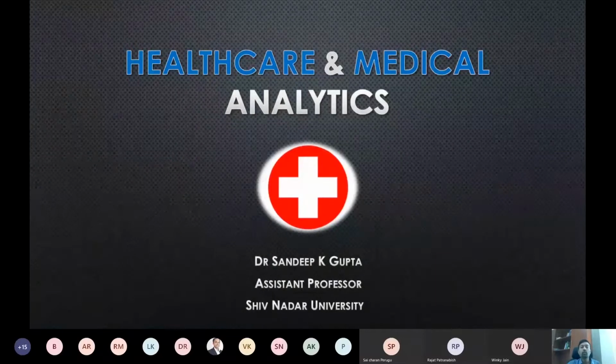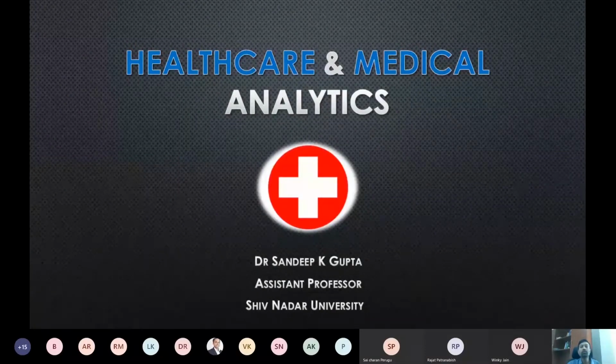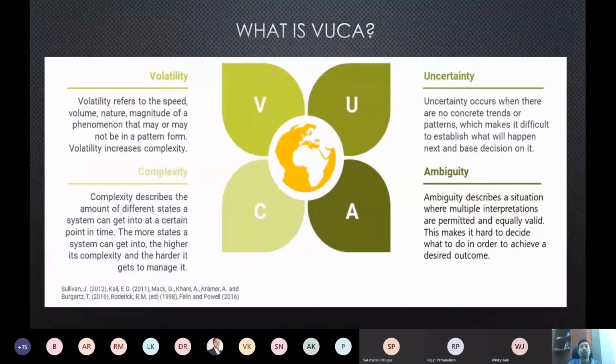So let's see how we define these terminologies of the acronym VUCA. So volatility, the first term. Volatility refers to the speed, volume, nature, and magnitude of a phenomenon that may or may not be in a pattern form. So volatility increases complexity. So in short, we can say volatility is all about increasing rate of change. You would have heard this term in the context of the share market, right? We always hear that the share market is quite volatile, it's hard to predict, quite freaky, all those things. So that's what volatility is all about.